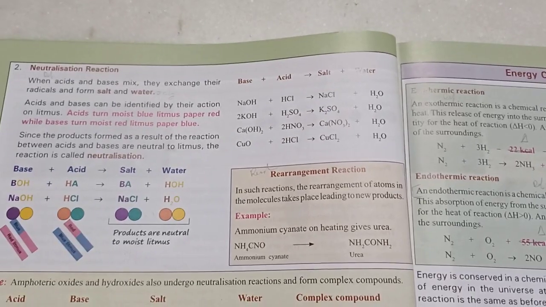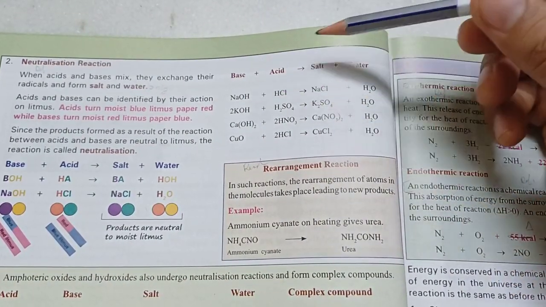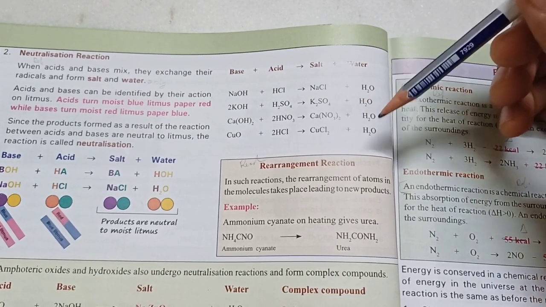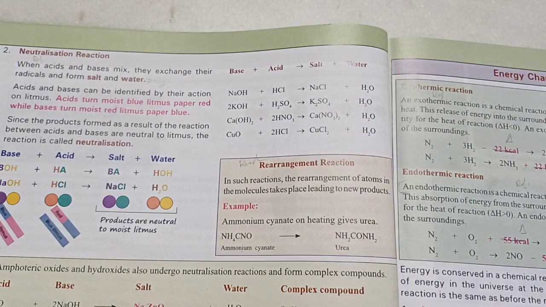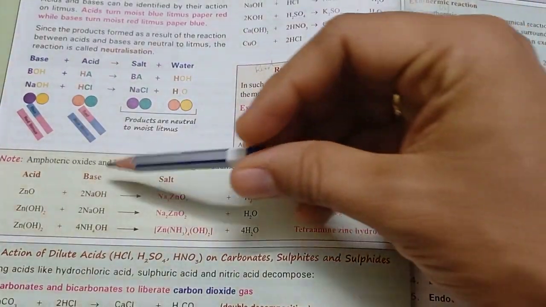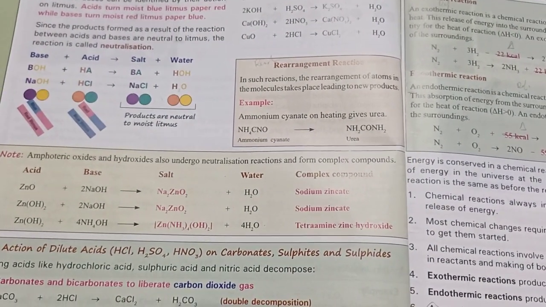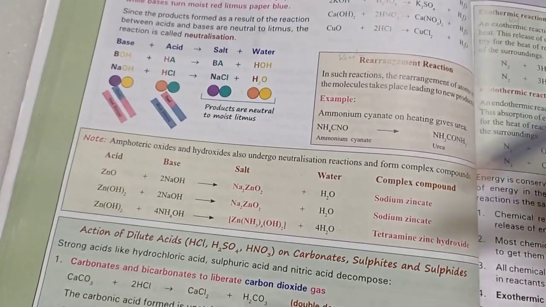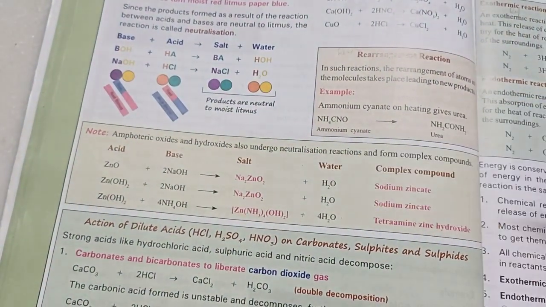Another type of double decomposition reaction is neutralization reaction. Here acid and base react to form salt and water only, no precipitate here. Learn all these equations. Amphoteric oxides and hydroxides, they can react not only with acids but even with bases. So notice that here they are acting like acids because they are reacting with bases to give salt and water only. Learn the formulae and the names.